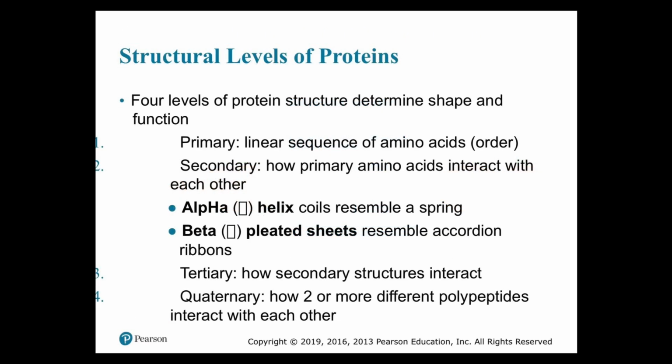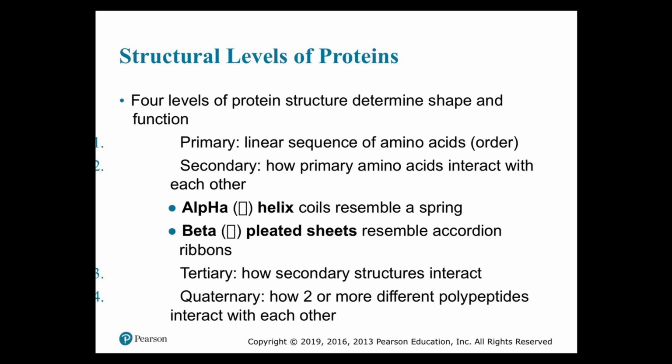Structure of proteins: the shape of the protein will determine the function of the protein. There are four levels of protein structure: the primary, secondary, tertiary, and quaternary. Primary is simply the sequence of amino acids, just the order. First, let's say leucine, then proline, then isoleucine. So just the sequence.